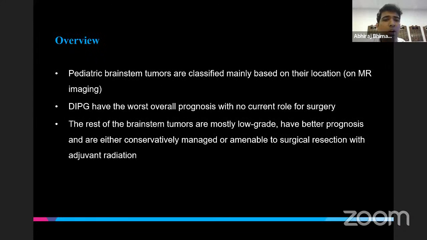So a little overview. The main points are that pediatric brainstem tumors are mainly classified based on their anatomical location and their appearance on MR imaging. DIPGs tend to have the worst overall prognosis, with no current role for surgery, and biopsy indicated for some cases depending on the agreement of the parents. The rest of them are fairly low grade for the most part and have better prognosis. A lot of them can be conservatively managed, like tectal gliomas, or can be amenable to surgical resection, like dorsal exophytic tumors, and adjuvant radiation as well.